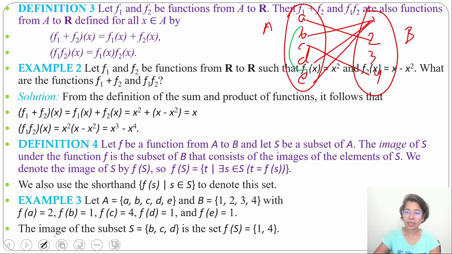S contains only this set b, c, d. Now what will be the image of this subset? So the image of b is 1, the image of c is 4, the image of d is 1. It will be 1 and 4. What are the images of b, c, d? The images of b and d are 1, and the image of c is 4. So the image of subset S will be 1 and 4.